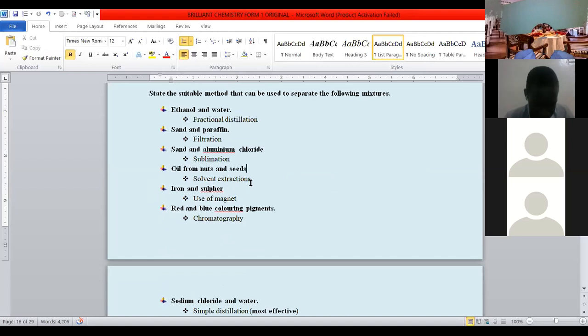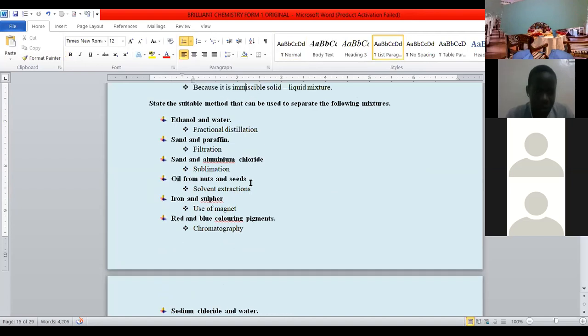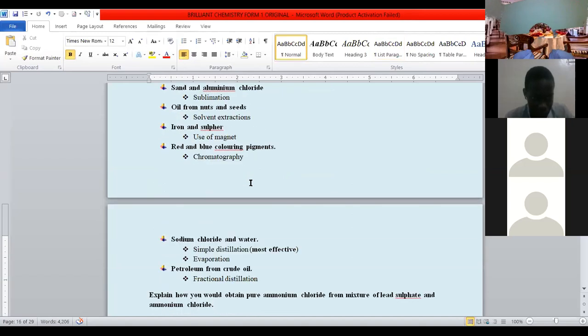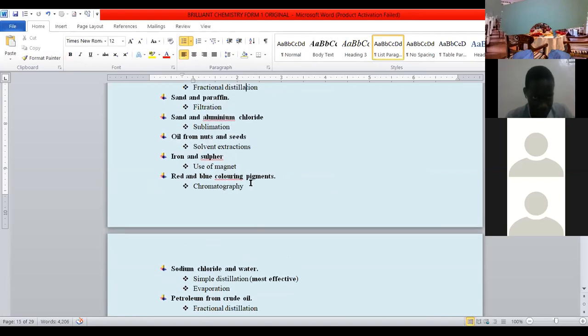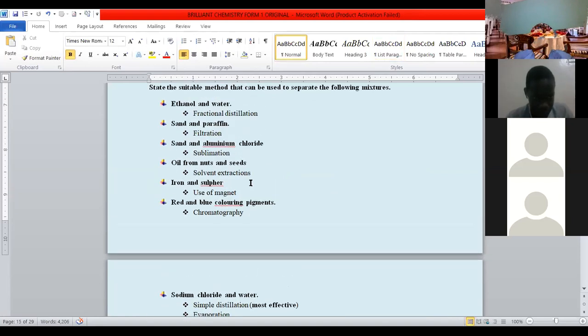Sodium chloride and water. Evaporation. Simple distillation. So we can use even evaporation, but the best one is simple distillation. So let us see what I wrote there. The most suitable one is simple distillation. But if you write evaporation, you will be given. But if you see such a question, write simple distillation.